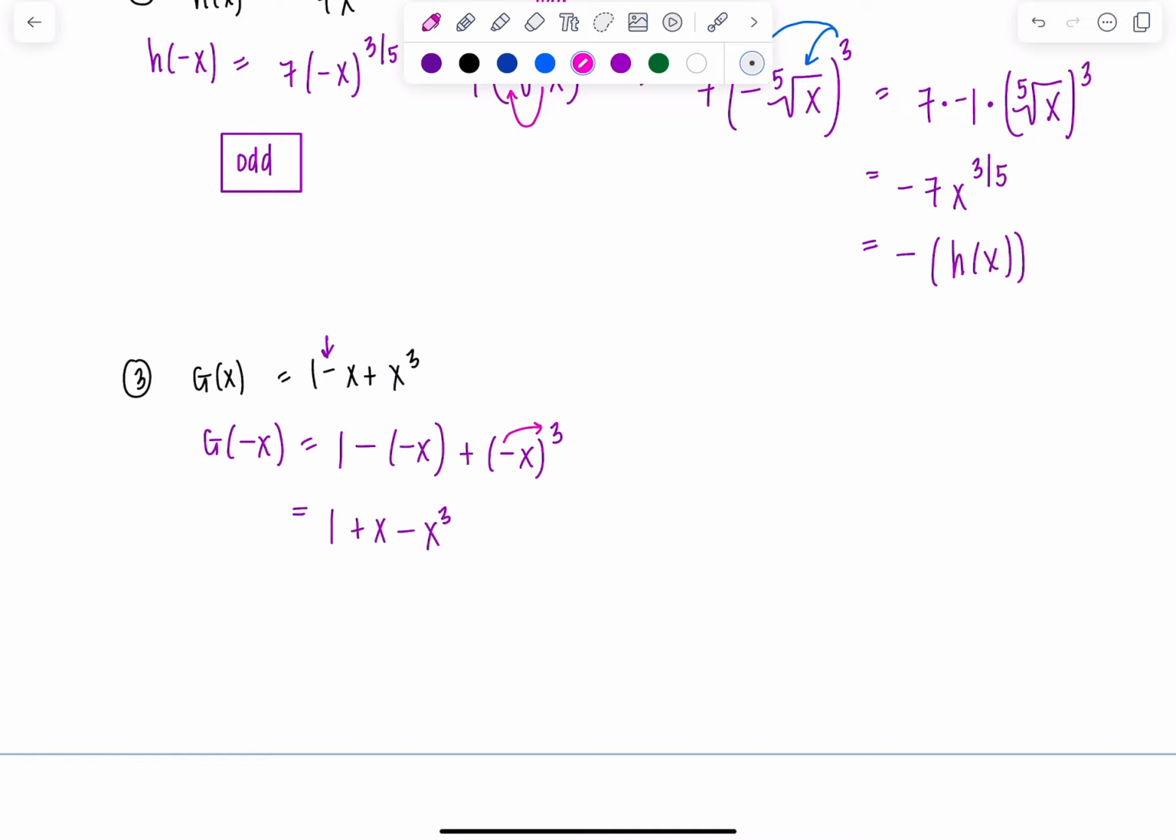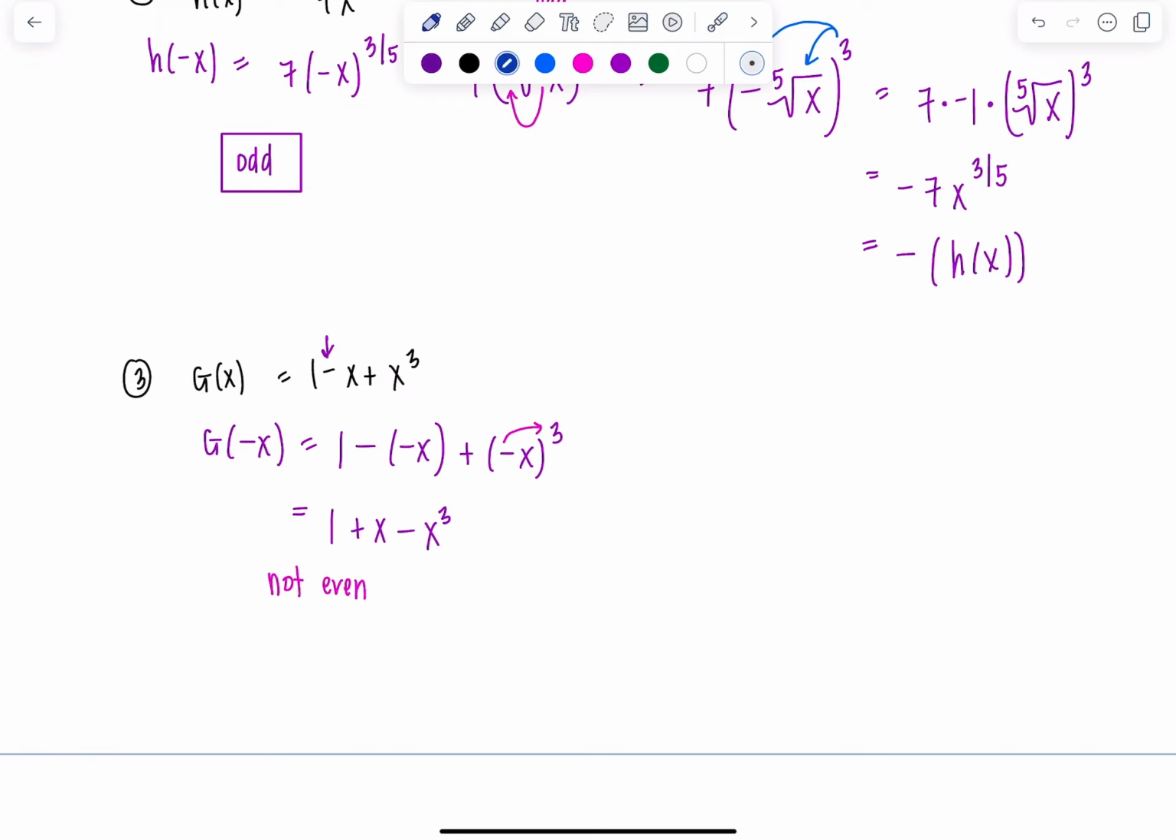Okay, well, let's compare with our original function g of x. Is this exactly the same? No. This x changed signs and the x cubed changed signs. So I know that it's not even because it's not the same as the original. Is it odd?